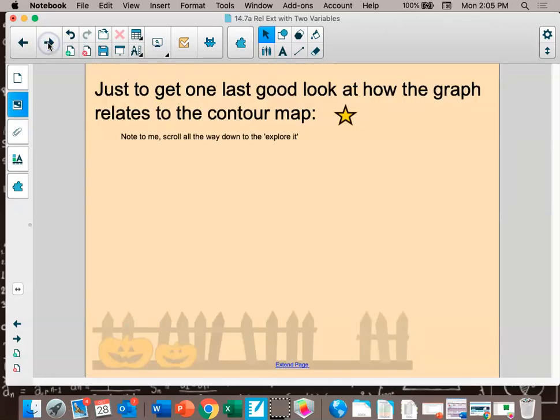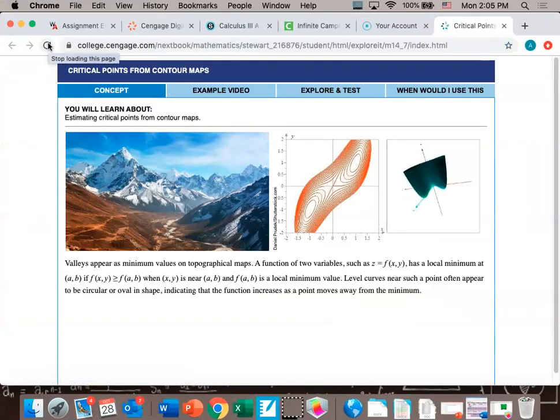And I'm going to pull up the book's little explanation of this just so you can see it.